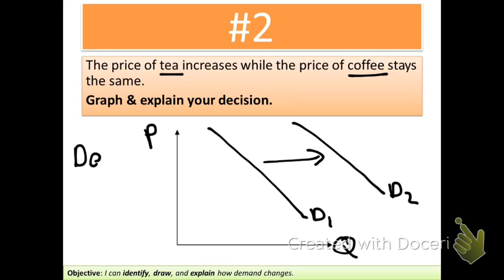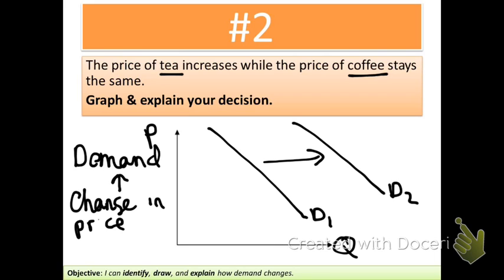And so for the reason, this is what you should have. Demand increases, it's a shift to the right, and the reason is a change in the price of substitutes. And there you have it.